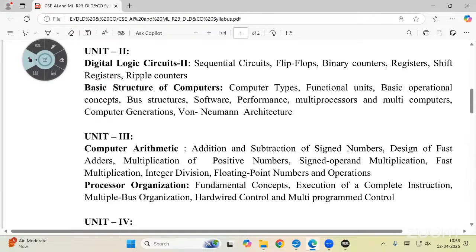Now coming to the basic structure of computers. This is an interesting and easy topic in your CA, in your DL and CO. That is the basic structure of computers. The syllabus covers what are the different types of computers, what are the basic functional units and operational units, and what is the bus structure. What is a bus? Set of wires. Correct. Set of wires. Next, software, performance and multi-processors and multi-computers.